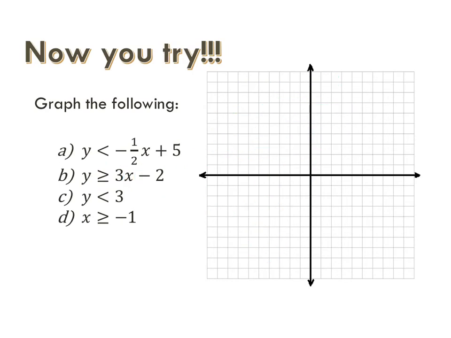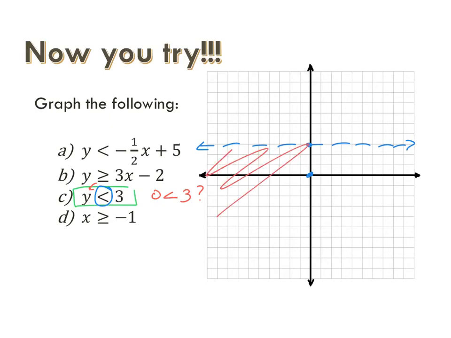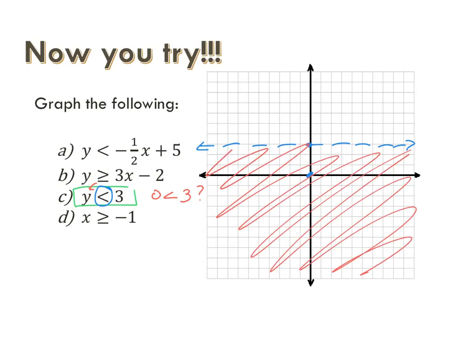For the last 2, remember these are the horizontal and vertical line types, so this would be a horizontal line right at y = 3. But since it's less than, we're going to use a dashed line to represent our horizontal line. And if I test the origin here, the only place I would plug in would be 0 for y, so 0 less than 3. Yes, that's true. And so I would shade on the same side there. So that would be our graph of y less than 3.